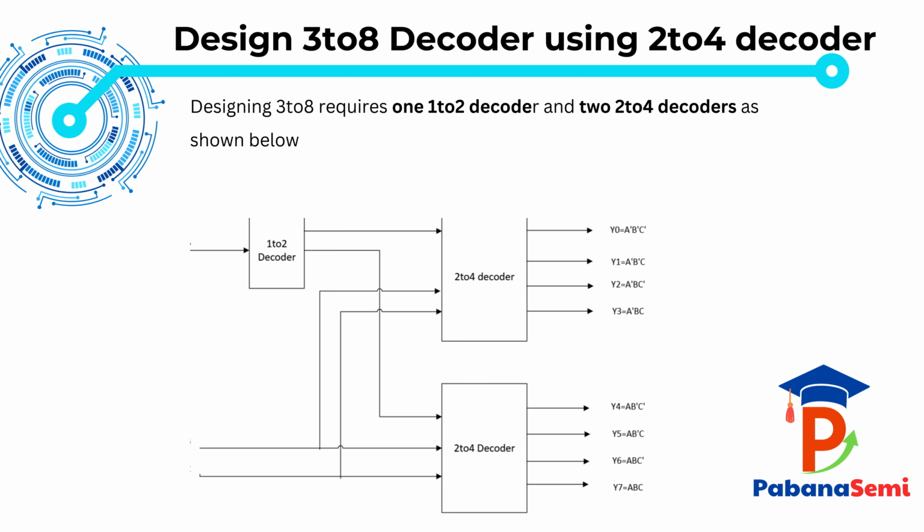So effectively, A selects the output group, and B and C select the exact line inside that group. That's why we get Y0 to Y3 corresponding to input patterns 0BC, and Y4 to Y7 corresponding to input patterns 1BC. This is a clean and scalable decoder design, and it preserves the one-hot property. For every input combination, exactly one output becomes active.